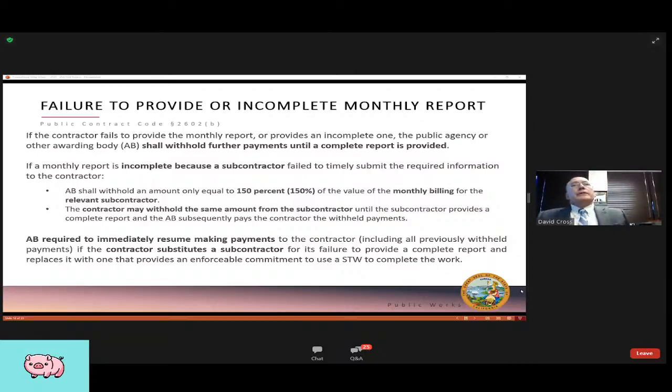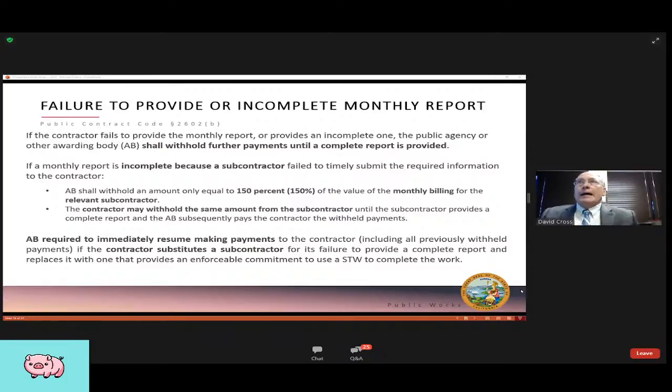Now, if a monthly report is incomplete because a subcontractor didn't submit the required information, the awarding body withholds an amount only equal to 150% of the monthly billing for that sub, and the contractor can withhold the same amount from the sub. Now, at the bottom of this slide, I always say this is an indication of how seriously the legislature took the skilled and trained workforce requirements. The awarding body is required to immediately resume making payments to the contractor if the contractor substitutes a subcontractor for failing to provide the complete report.